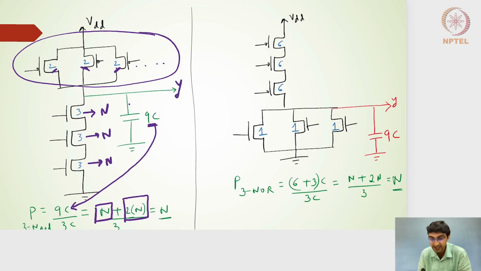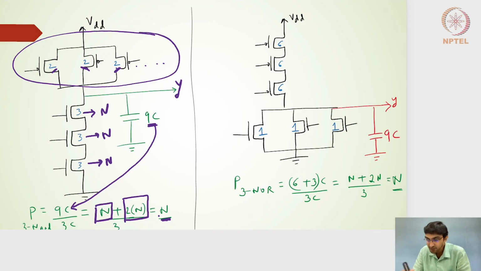Right? So this nC will be incorporated into the output capacitance seen at the output node Y. So I will have (n + 2n)C divided by 3C. So it will be (n + 2n) divided by 3. So it will be nothing but n. So for an n-input NAND gate, the parasitic delay is n. The logical effort is nothing but (n + 2) divided by 3. All right, hope that is clear.